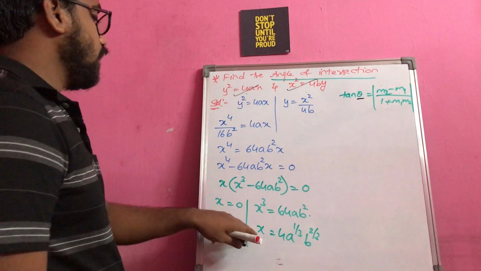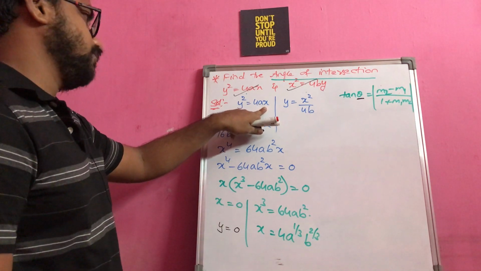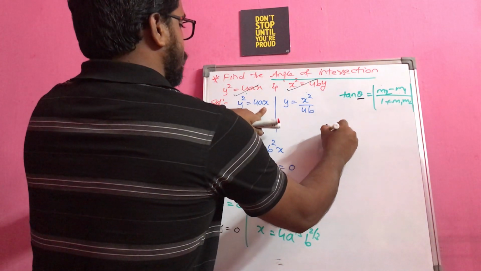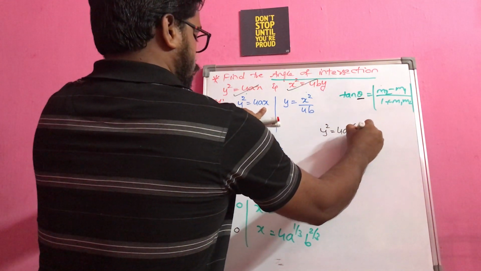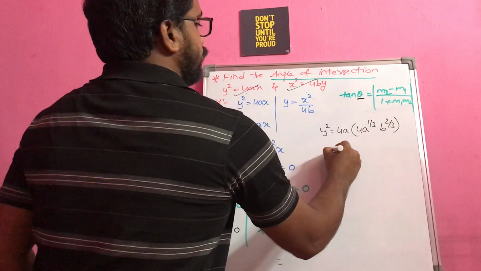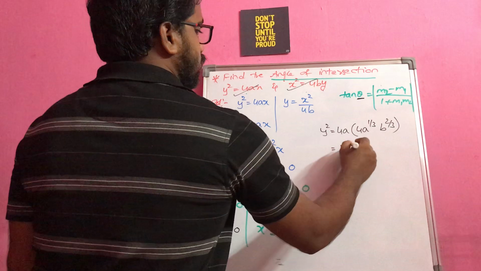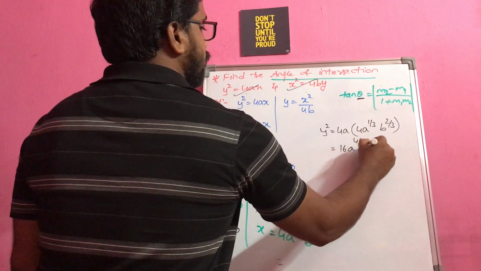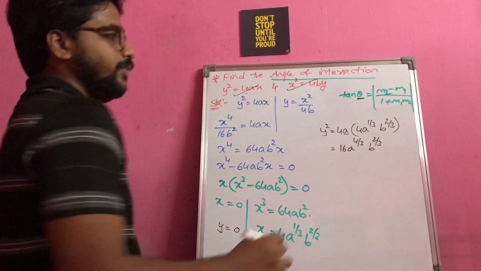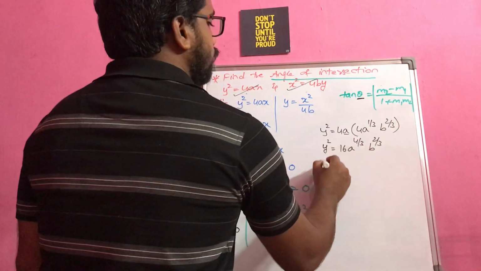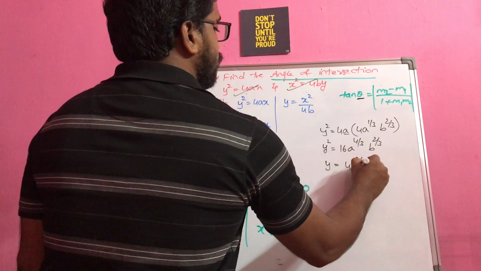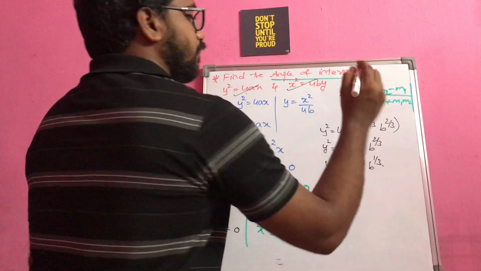And if I substitute the same value here, let us substitute that, y square is equal to 4a into 4a power 1 by 3 b power 2 by 3. So if I do the further simplification, this is 16 a power 4 by 3 b power 2 by 3, because a power m into a power n is a power m plus n. So this is y square, but I need the value of y, which is equal to 4 a power 2 by 3 b power 1 by 3.